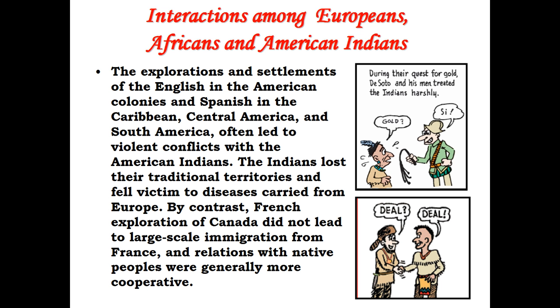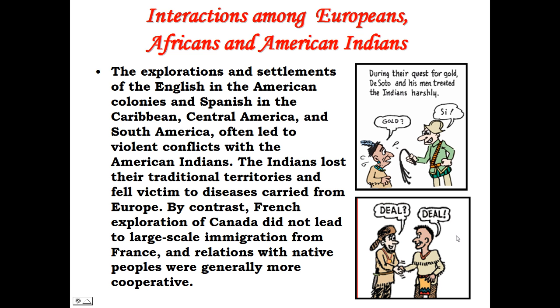The Indians lost their traditional territories and fell victim to diseases carried from Europe. However, the French had a more positive relationship. By contrast, the French exploration of Canada did not lead to large-scale immigration. So the Spanish and the English came over in bigger numbers. The French came over in smaller groups, and because of this, they tended to have better relations with Native Americans, largely because of the fur trade.